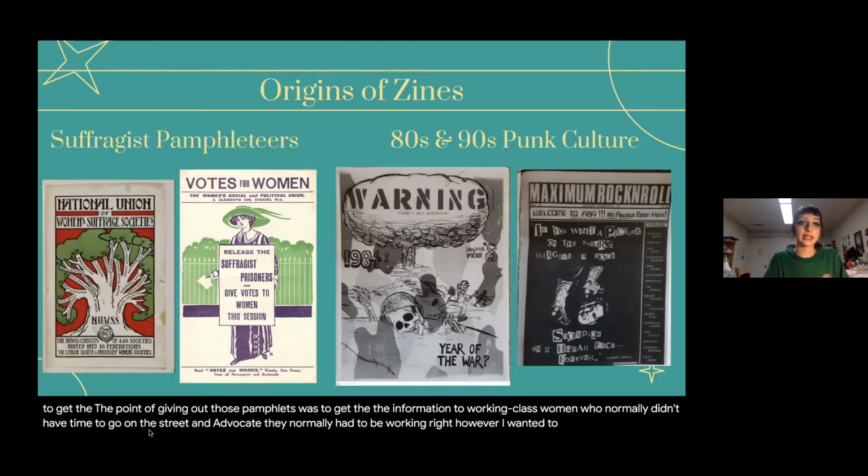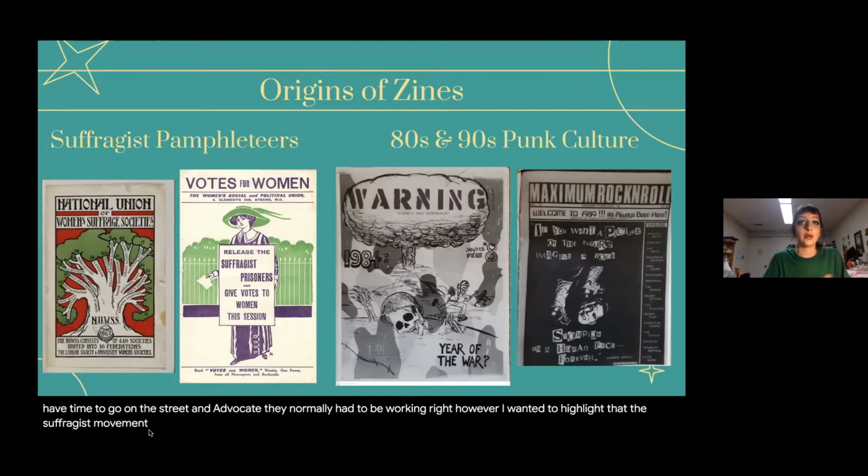However, I wanted to highlight that the suffragist movement was centered around white middle class women. And oftentimes suffragists actually refused to work with Black and Indigenous women of color.